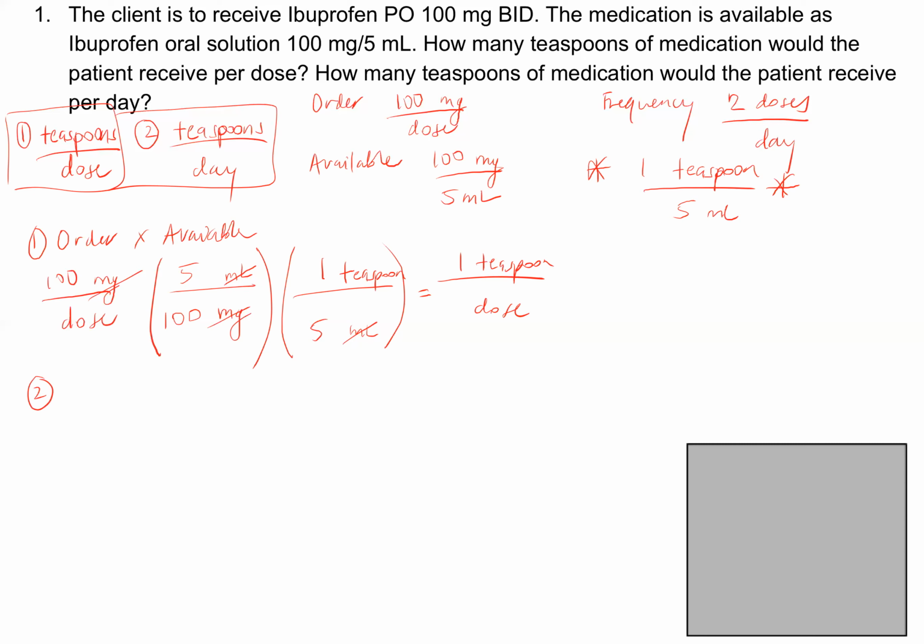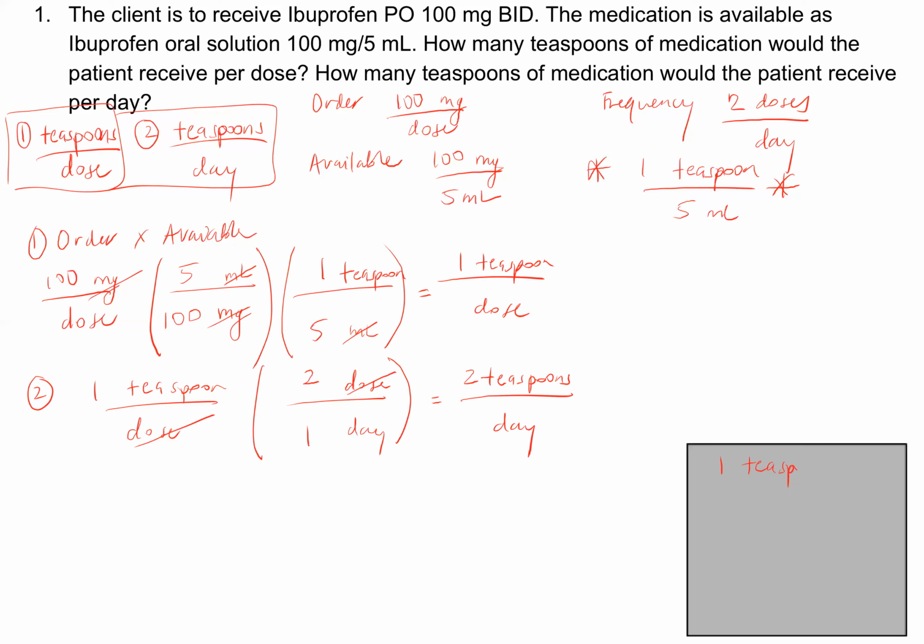And our second part is looking for teaspoons per day. So I'm just going to go ahead and rewrite it, 1 teaspoon per dose. And you want the dose units to cancel, which means your day is going to be in the denominator. Fill in your numbers, and you get 2 teaspoons per day. So the first part of the answer is 1 teaspoon per dose. And the second part is 2 teaspoons per day. Final answer for number 1.